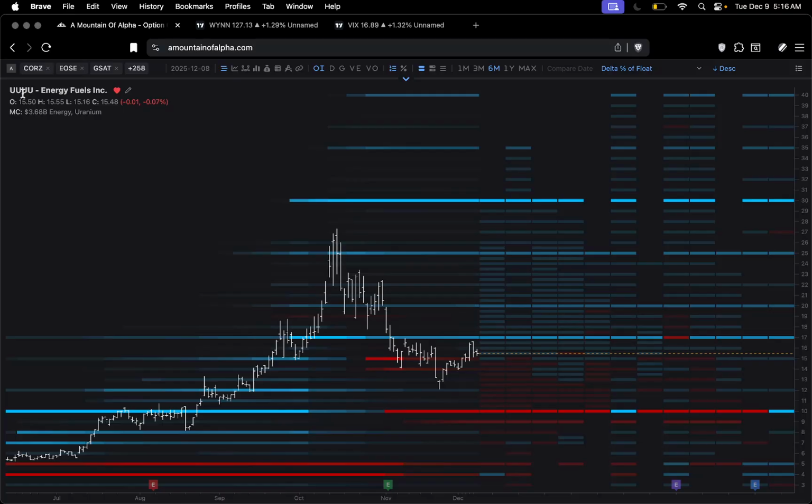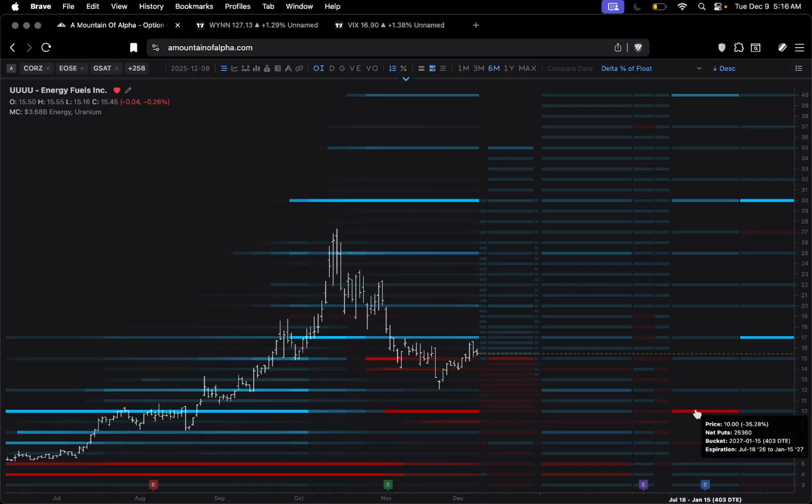Okay, uranium, right? All this energy talk. Well, the big buy here is at 10 bucks, right? And then you probably want to target this 30. And let's see the concentration. Let's see where it is.